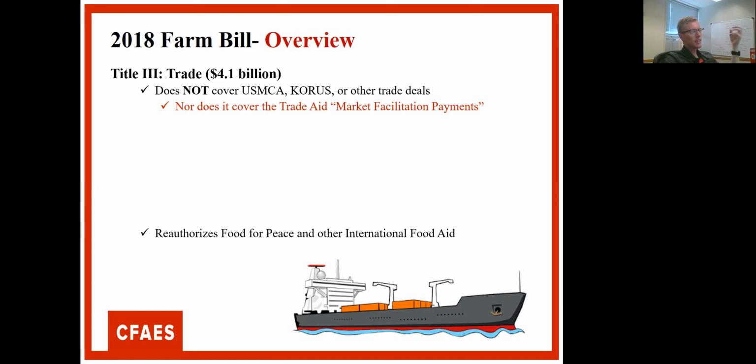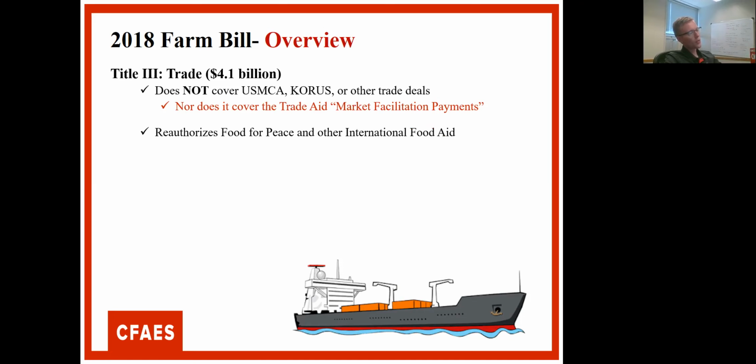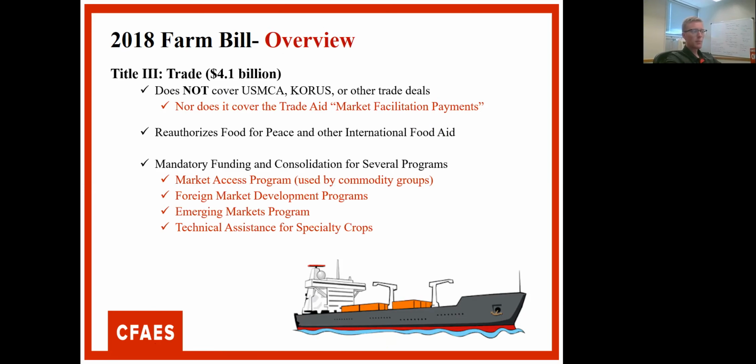But what it does is it did reauthorize Food for Peace for international food aid programs, allowing some of our food to be bought from producers to then send overseas to people that need food through the food aid program. And then it made all these programs mandatory funding. So within a Farm Bill, there's mandatory funding and non-mandatory funding. And so it made mandatory funding that way.